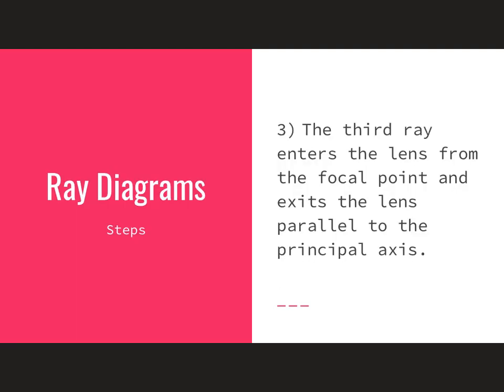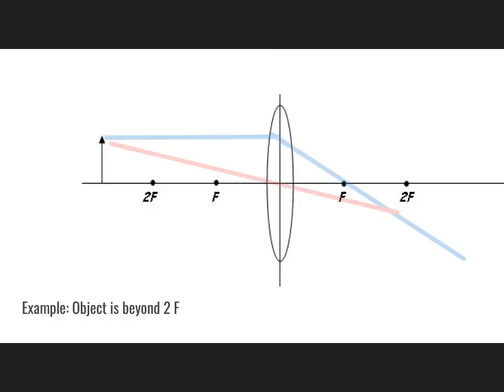The third ray enters the lens going through the focal point and exits going parallel to the principal axis. So here's my first two rays. My third ray, again, is going to leave the top of my object. It's going to come down through the first focal point, hit the lens, and then from there, it will travel parallel now to the principal axis. And all three rays meet up in the same spot. That new spot is where the image of my object is going to be.